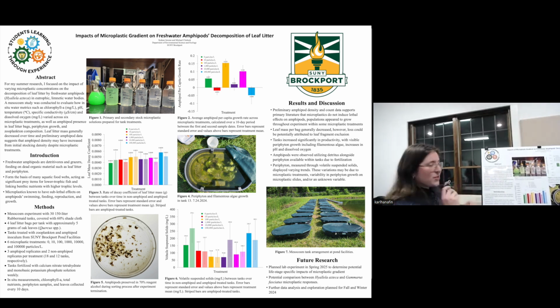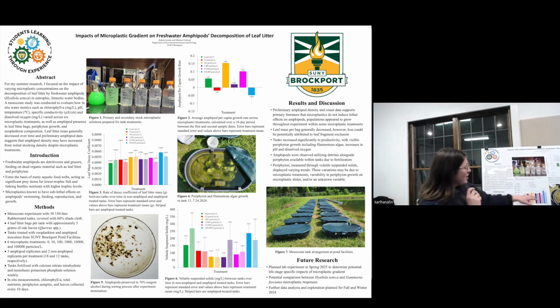So overall, the results were a little mixed. There weren't any clear trends. In terms of the amount of mass that the leaves lost, we added oak leaves to see how oak leaf mass would decline due to amphipod consumption and whether microplastics would influence that consumption. Overall, there was a general decrease in the amphipod tanks, which are the striped ones and then the solid ones. But there are some fluctuations where leaf mass was actually higher than we would have expected.